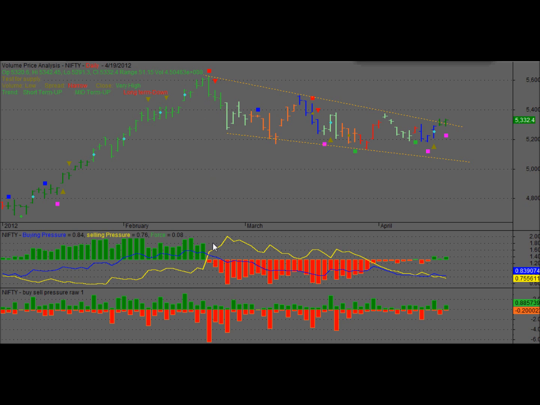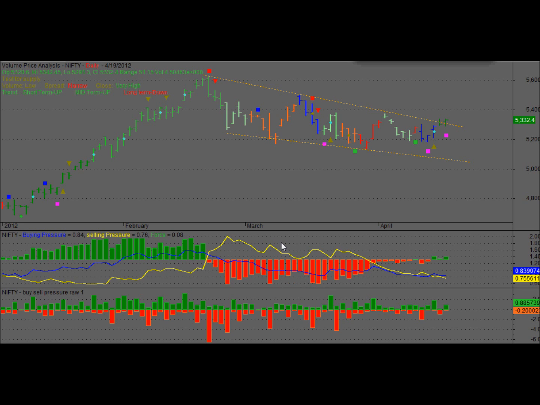At this point, the selling pressure indicator, which is the yellow line, has crossed above the buying pressure indicator, which is the blue line, and also the raw BSP shows a very high selling pressure during the upthrust bar. It is quite clear at this point that the upturn has ended, and the stock is now moving downwards with increased selling pressure, which is again indicated by this BSP indicator.